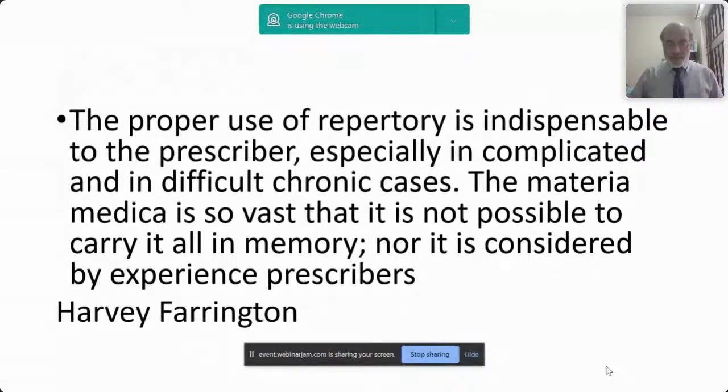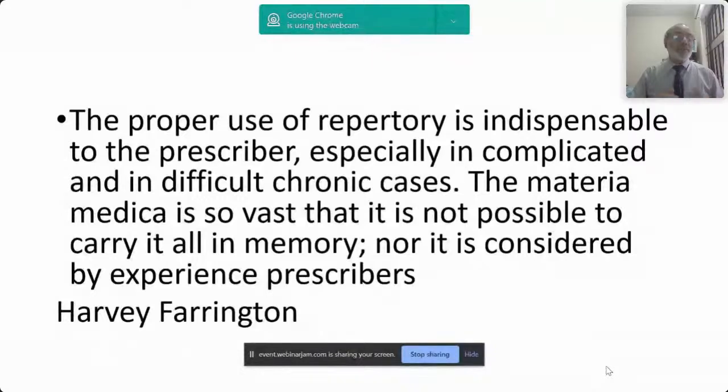The proper use of repertory is indispensable. See, those people were great people, but still they say that repertory is required. And sometimes we feel it is not required because we are not using it properly. So the proper use of repertory is indispensable to the prescriber, especially in complicated and difficult chronic cases.